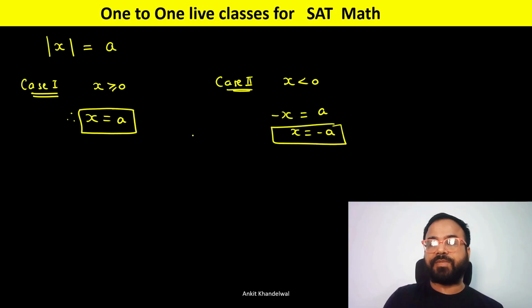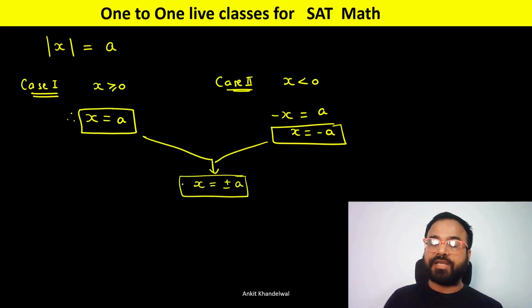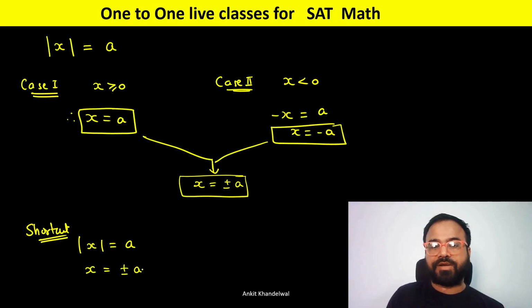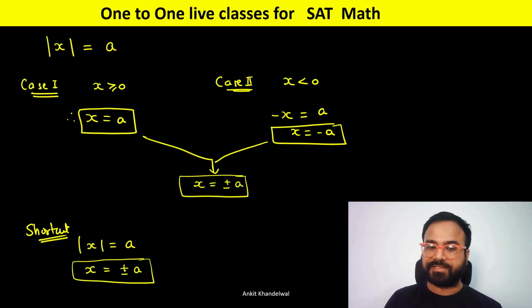Now we will combine both the answers. If you combine both the answers, we can say x is equal to plus or minus a. So this is the shortcut over here. Whenever we have an absolute value equation, and whatever expression is written inside it is equal to some particular number, directly open it by plus minus. Open the absolute value with the plus minus and solve both the cases.